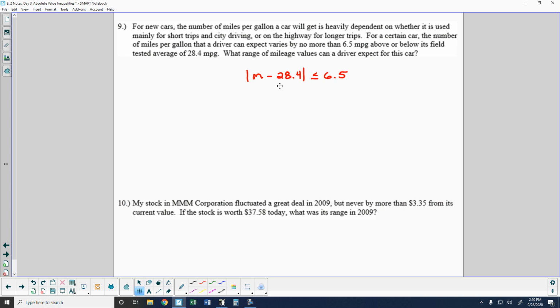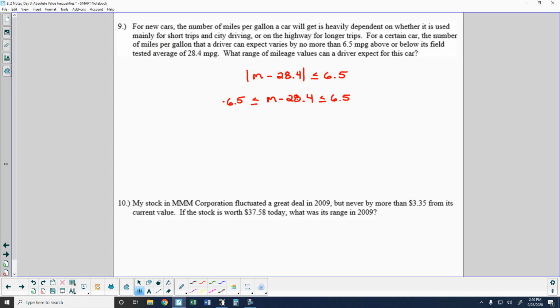And so now we can solve this problem. So this is a less than inequality. So when I want to get rid of my absolute value, and I'm ready because there's nothing else included in that equation, I'm still going to have that M minus 28.4 is less than or equal to 6.5, but now it's also going to be greater than or equal to negative 6.5.